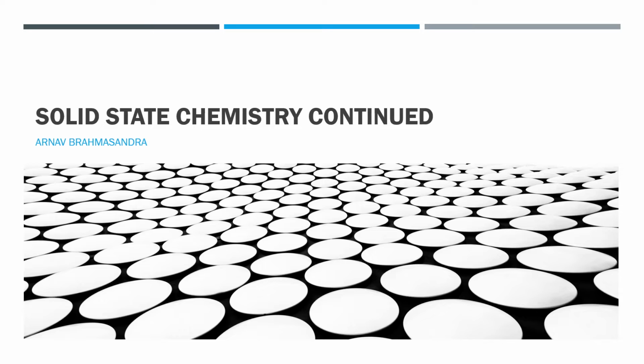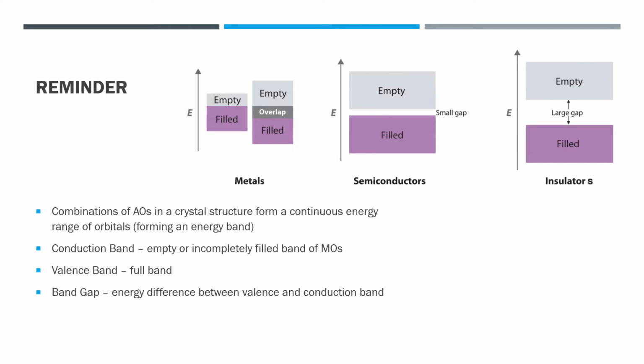That was called Introduction to Solid State Chemistry with a focus on metals, right? So we're going to be applying that theory we learned in that previous video to now analyze the properties of semiconductors and insulators. All right, so this is just a reminder from last time. If you haven't watched that video, please watch that video.